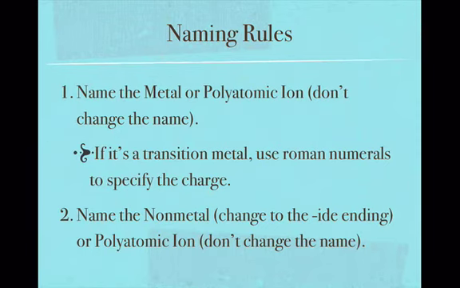So, naming rules when we're talking with polyatomic ions. The first part is still the same. You're going to name the metal or the polyatomic ion. And polyatomic ions, those are your ions that are under the cations. The only one under the cations is ammonium. Everybody else under there is a metal.